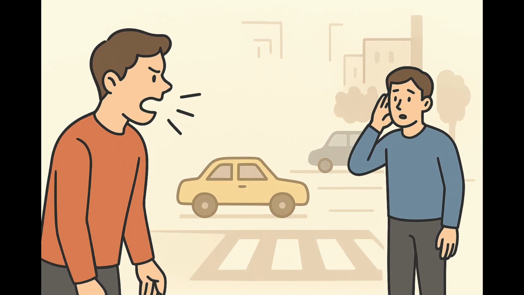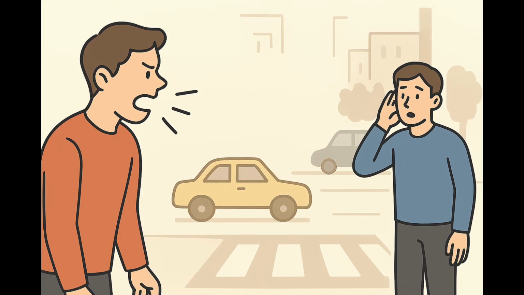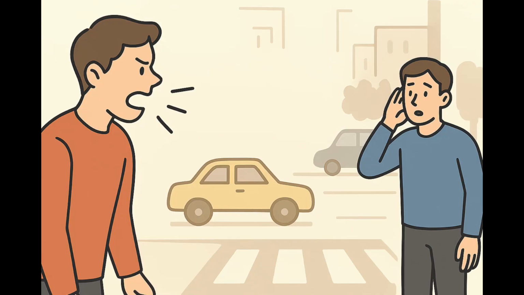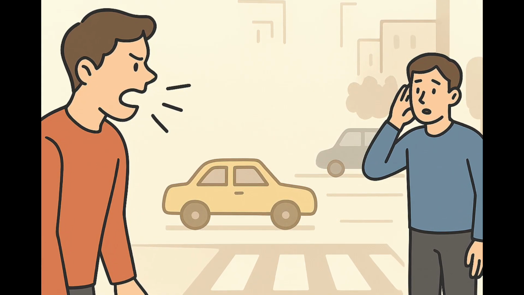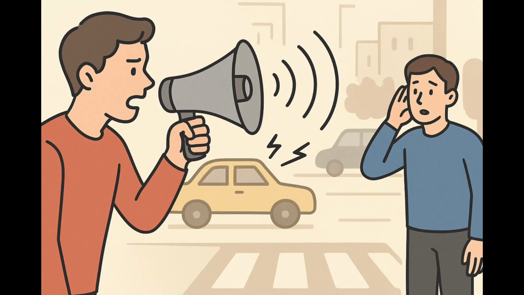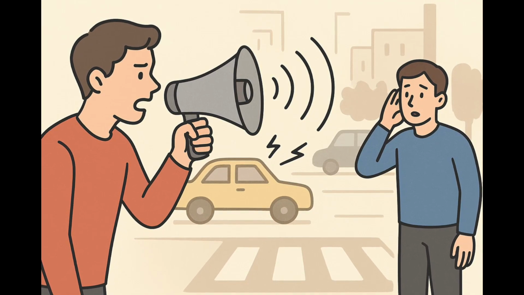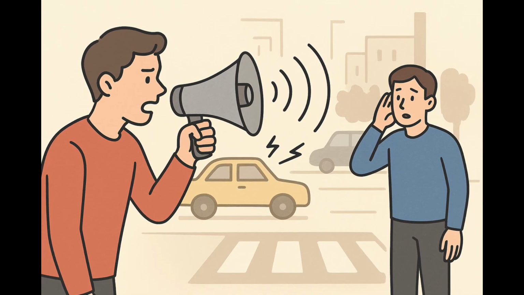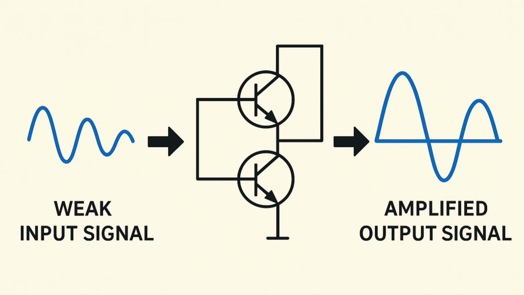Now, let's start simple. Imagine you have a weak voice and you are trying to call a friend across a noisy street. No matter how loud you try, they just can't hear you. But if you had a loudspeaker, your soft voice would be enough. The speaker would amplify it and your friend would hear you clearly. That's exactly what a transistor does. It takes a small signal and makes it powerful enough to be useful.